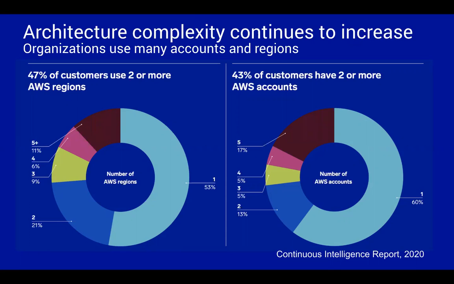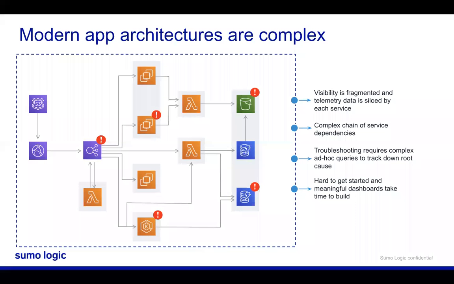Oftentimes we see our customers struggle to get a high-level view of what's going on because their data can be siloed not only by region or account, but also by service and also by data type. So whatever type of telemetry they might be wanting to ingest, logs or metrics. In addition to the siloed data, we also have the architecture complexity continuing to increase.